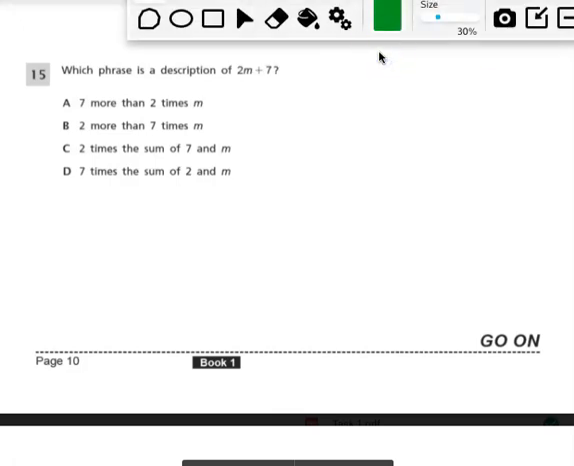This pen, so I could write over it. So if we're going to write this first one, there's the word than. Remember that we have the word than. So 7 more is plus 7. And this is 2 times m. So you're going to write 2m plus 7. So the first one looks like it's correct.